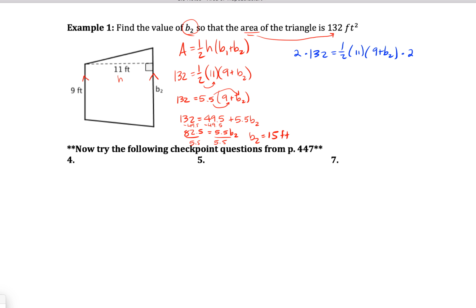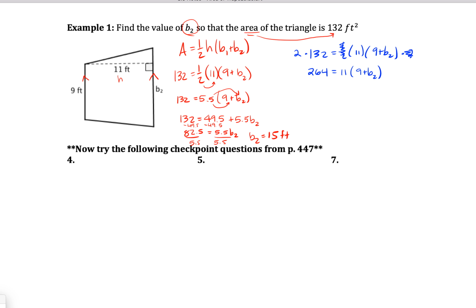What's going to happen over here on the right side is if I do 2 times the 1/2, well, half of 2 is 1. And so a 1 being multiplied by something isn't really necessary. We don't have to write that. So in a sense, basically what happens here is multiplying by 2 on this side makes the 1/2 go away. But I have to do it over here too. So 2 times 132 is going to give me 264. So now I have 264 equals 11 times 9 plus b2.